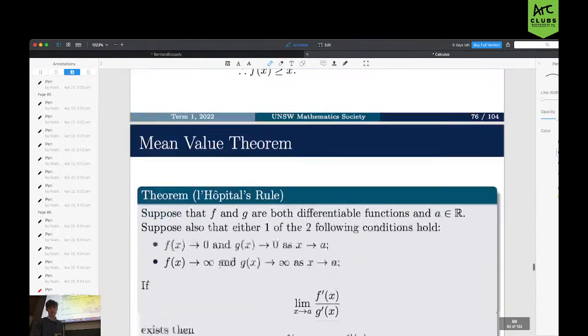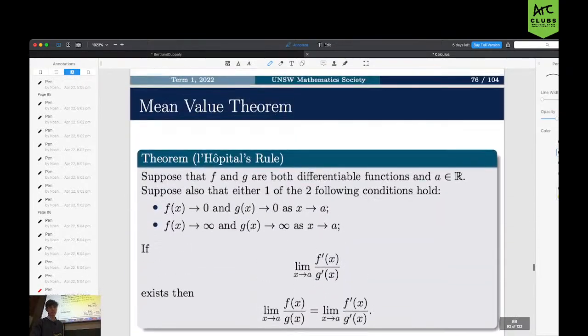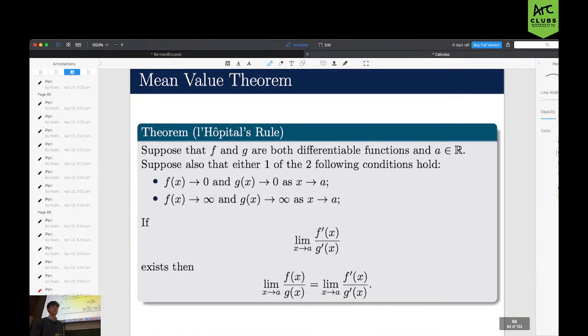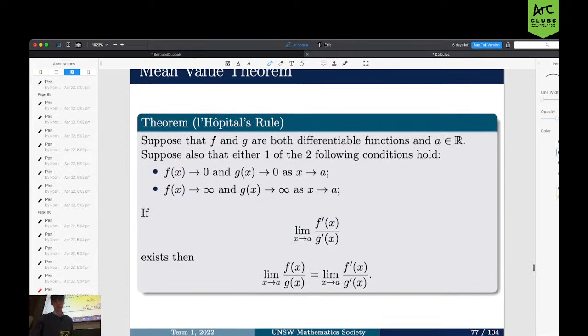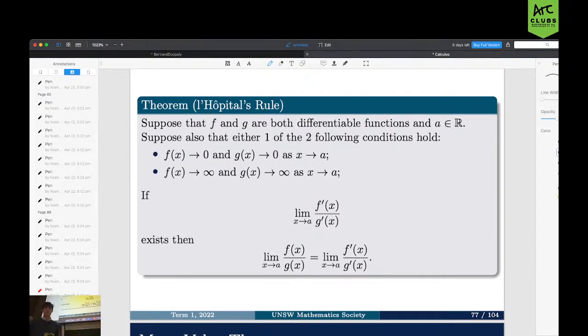So a consequence of the mean value theorem is L'Hopital's rule, which we can use to evaluate limits. You all know L'Hopital's rule, but quickly, if we're trying to find a limit of the form f(x) over g(x), and this approaches an indeterminate form, so either 0 on 0 or infinity on infinity, we can find this limit just by finding the limit of the derivative f'(x) divided by g'(x).